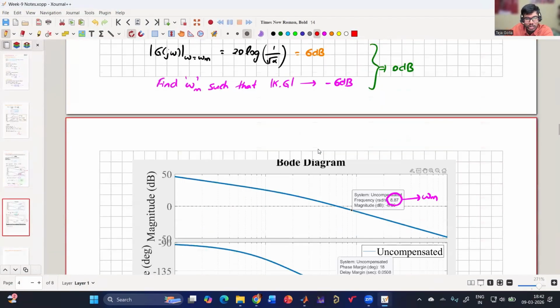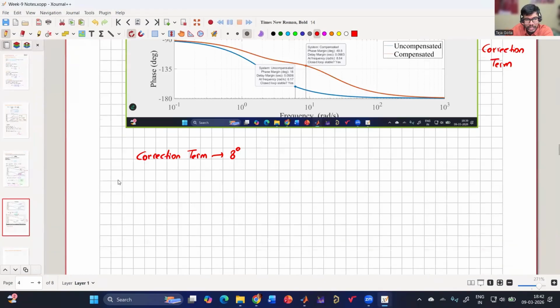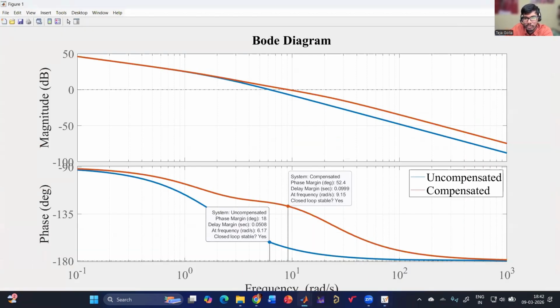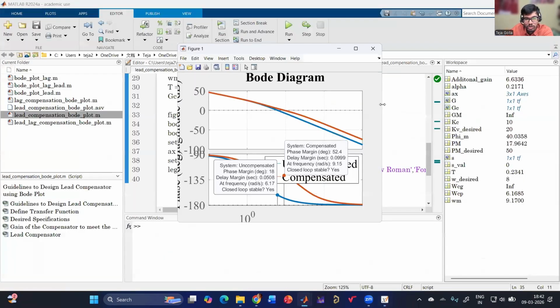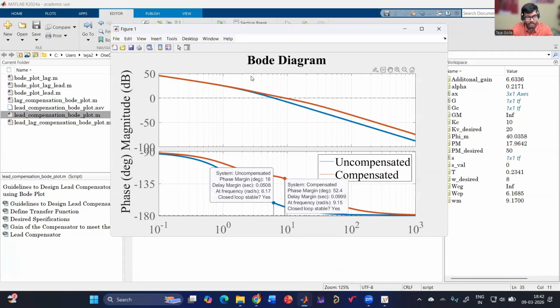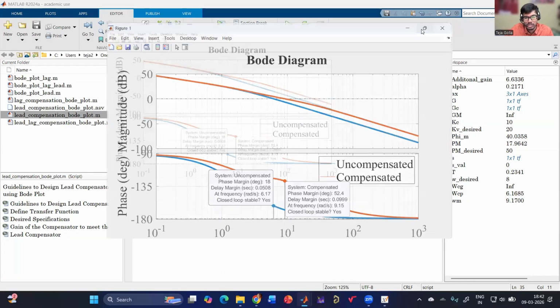So all my criteria are meeting when I'm considering a correction term of 8 degrees. If I increase it further, then my phase margin will be slightly better. So you can also plot the step response and see whether it is fine or not. And the step response we have considered in the previous week, so we can consider that as well.